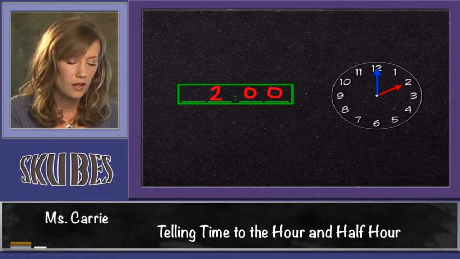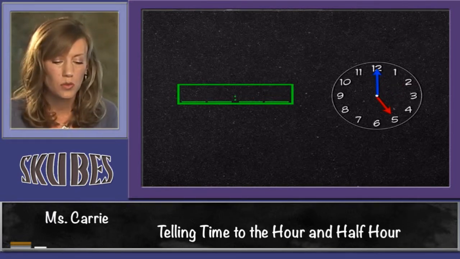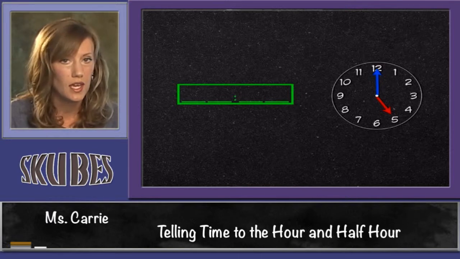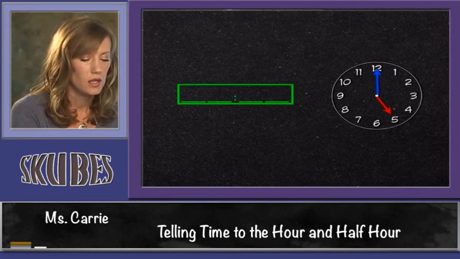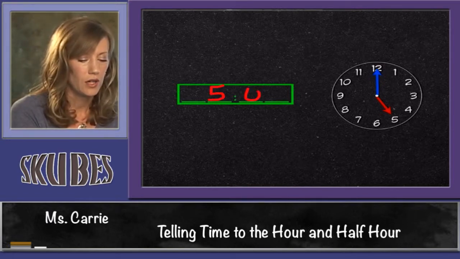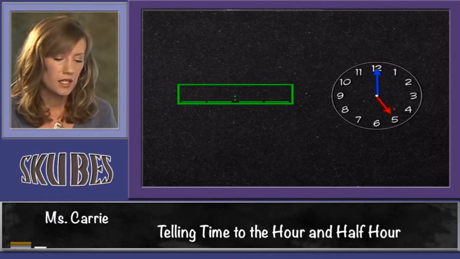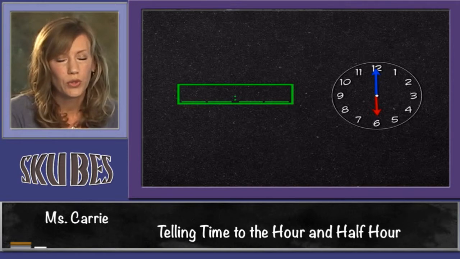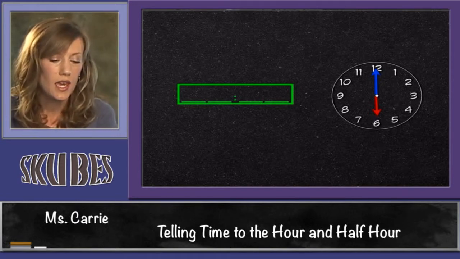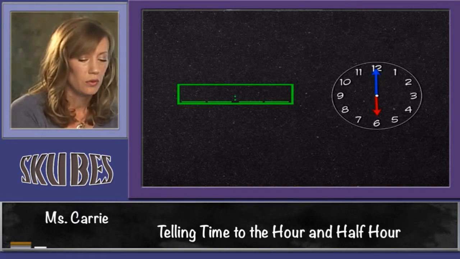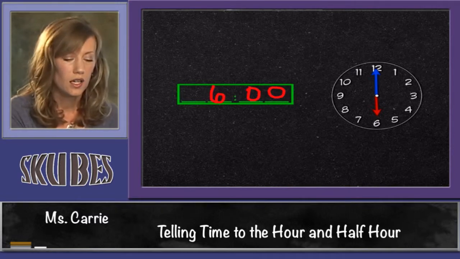On this clock here, the hour hand is pointing to the 5 and the minute hand is pointing to the 12, so that would be 5 o'clock. On this next clock, we have the hour hand pointing to the 6 and the minute hand pointing to the 12. So we would say that this is 6 o'clock.